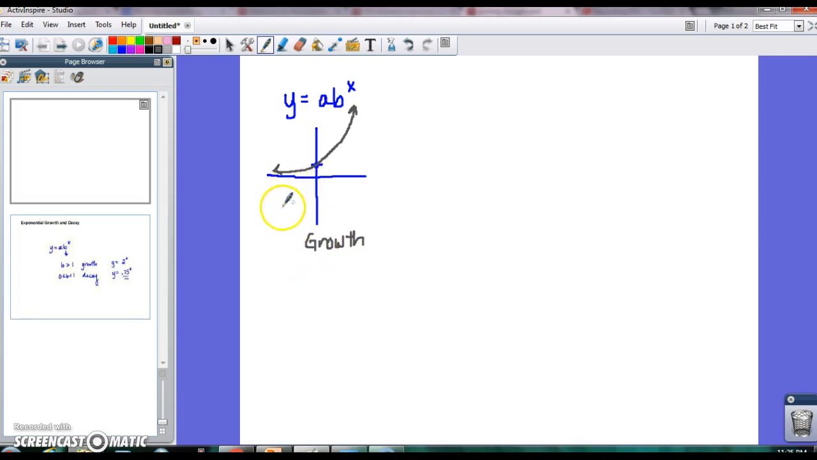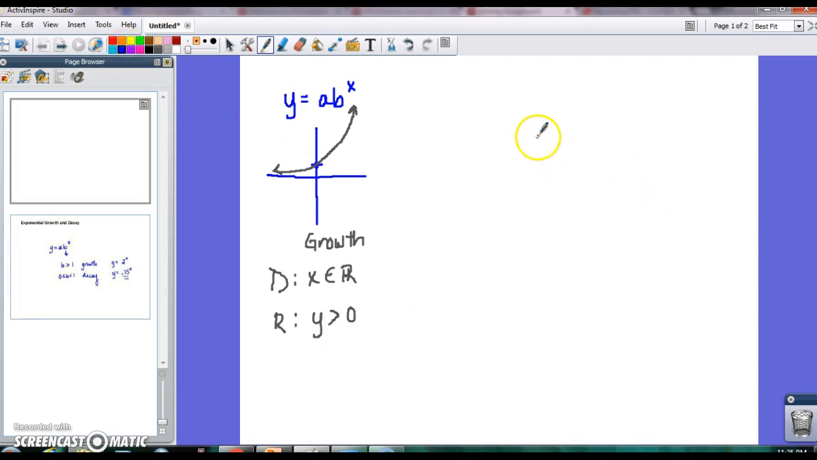Now, your domain: I can plug any value I want in for x. But look at your graph. It never goes below 0 in the y direction. So your domain is that x can be anything, an element of the set of real numbers. And your range is that y has to be greater than 0.